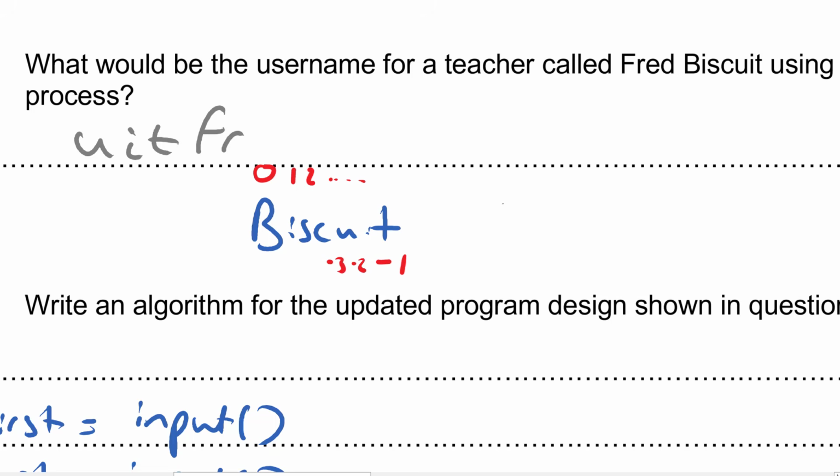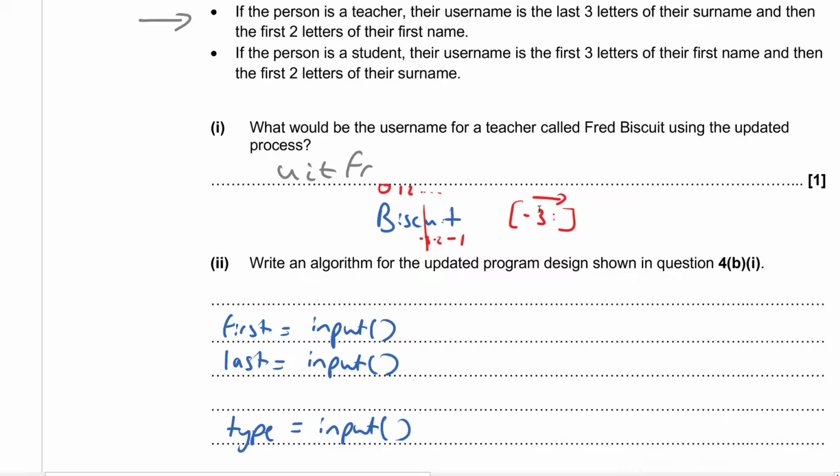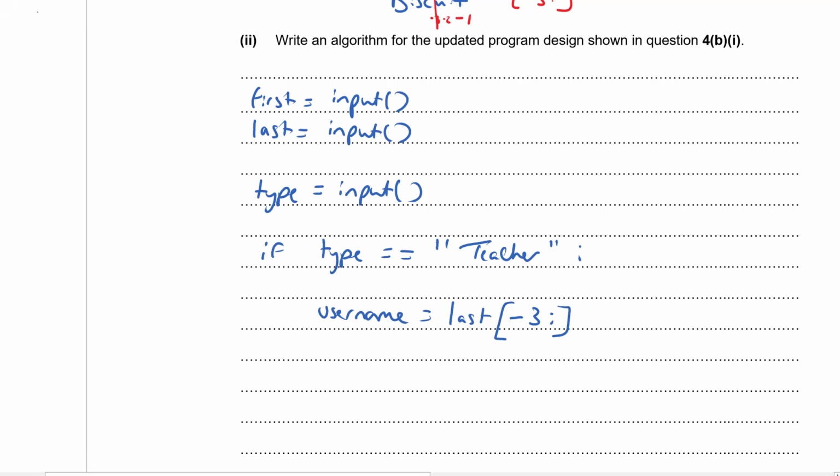So me going -3 colon bracket, I'm starting at -3 and continuing on to the end. That's how the Python code works. So I get the last 3 digits fairly easily, if you've learnt that at least. Then likewise, if I want to get, what was it, the first 2 of the first name, so that's a plus, I'm concatenating, first bracket, I can do colon and then 2. That gives me the first 2.